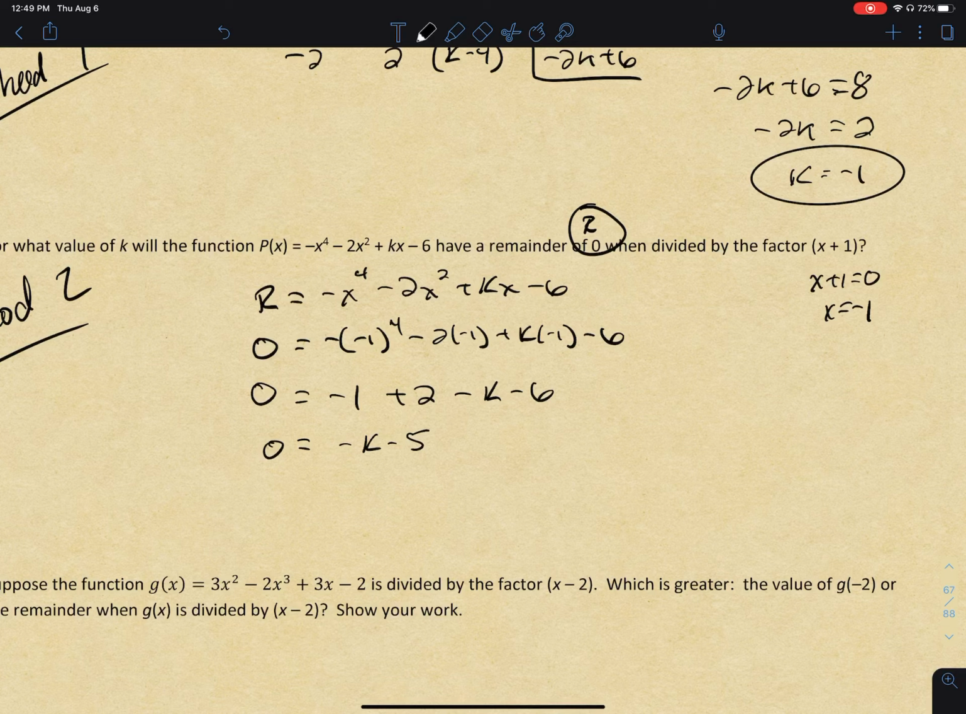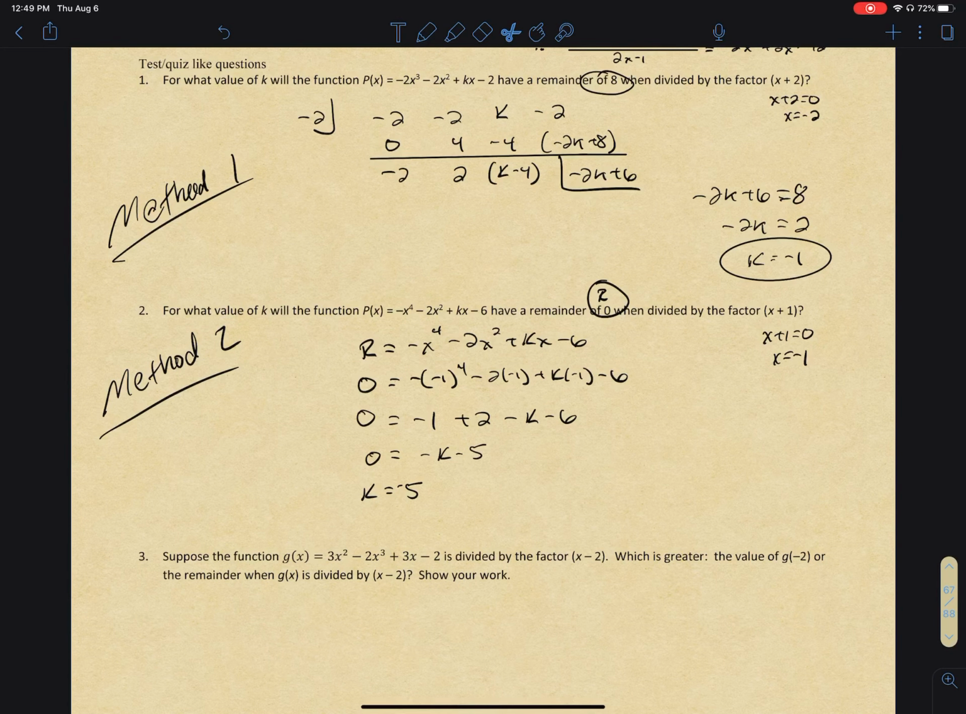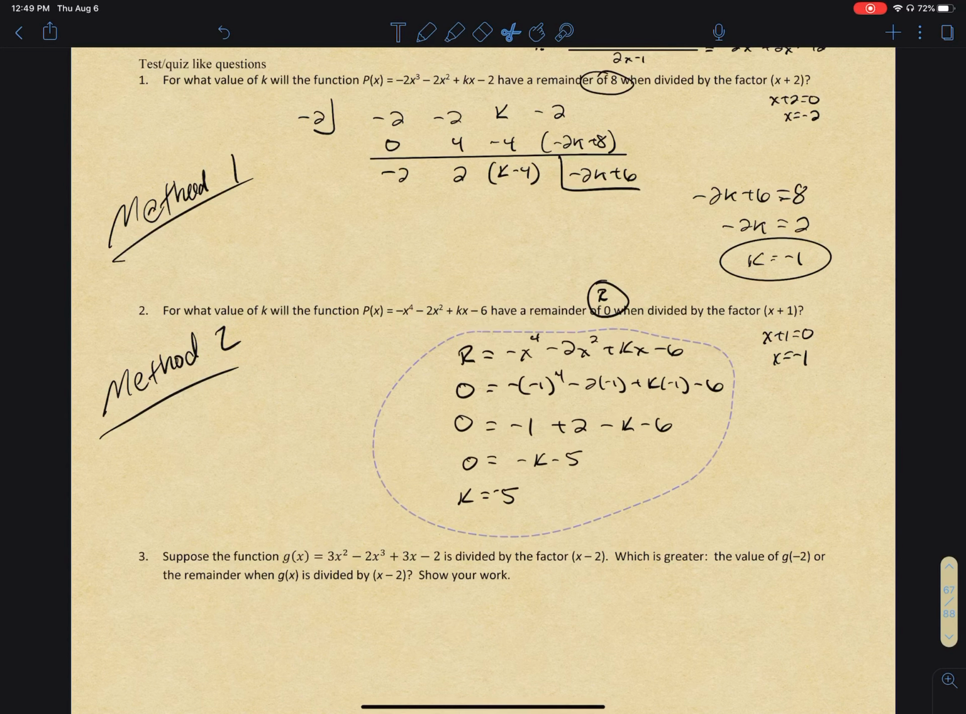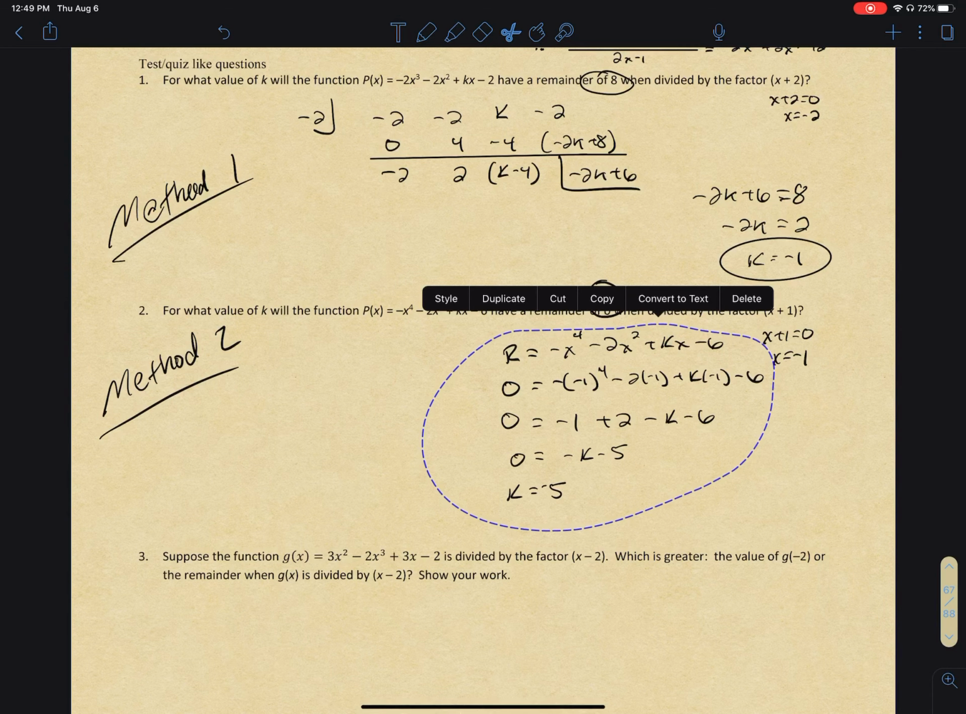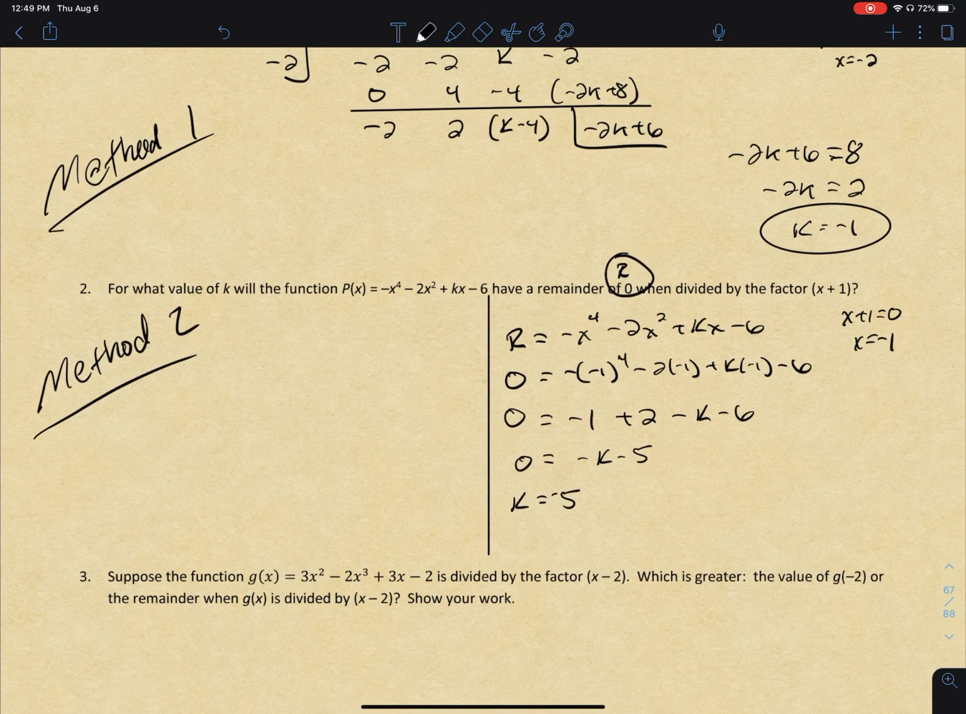If I add 5 to both sides, did I make a mistake here? Let's see. We get k is negative 5. Let me do this using method 1 and see if we get the same answer. If we don't, then I've made a mistake. According to the key that I have written here, I have made a mistake.